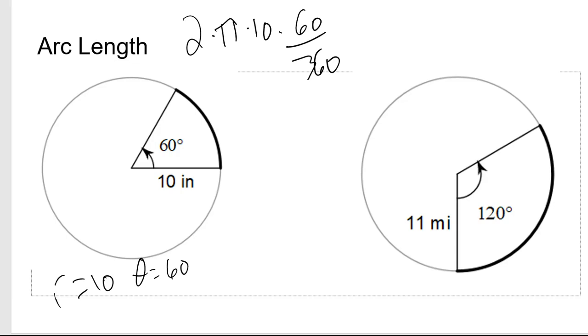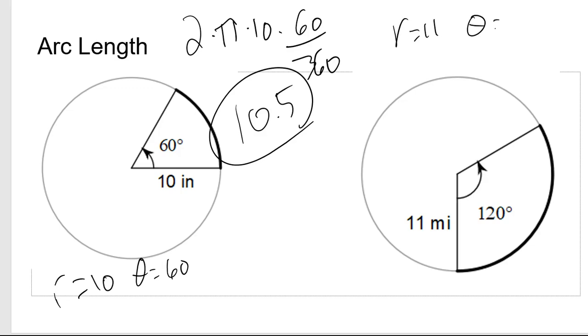So I'm going to go ahead and type this in my calculator. 2 times 10 times, parentheses 60 divided by 360, and times that answer by pi. So I plug it all into the calculator, and you're going to get 10.5. There you go. So on the right, we get radius equals 11, angle equals 120.